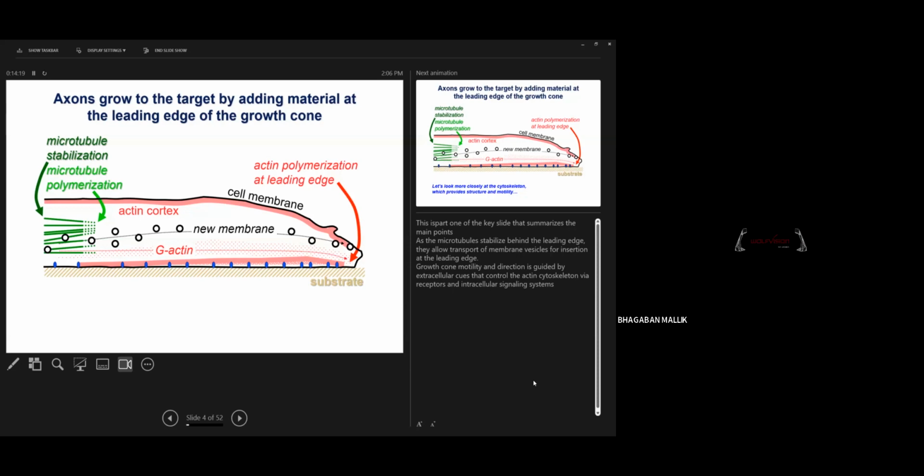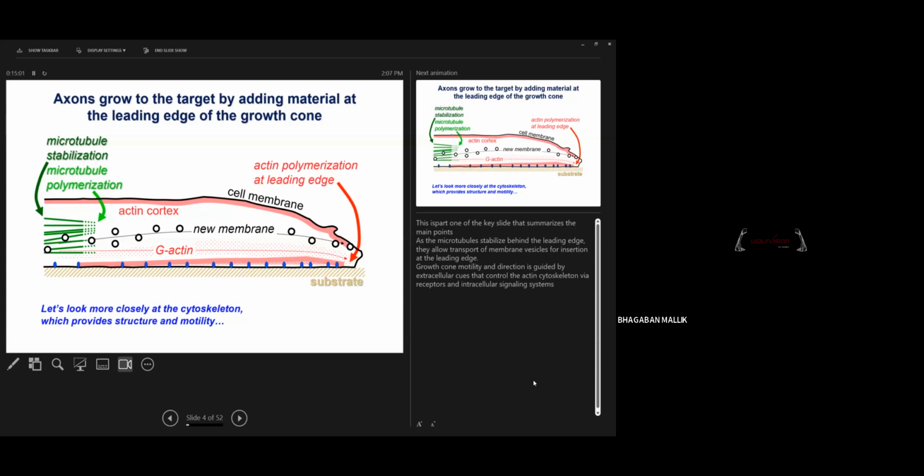Then what happens is the granular actin, the G actin that I talked about before, polymerizes to form filamentous actin, the F actin, and it is added to the tip of this growth cone. Now you need actin, and you need membrane so that the axon can grow. The membrane is transported through this stabilized microtubule, which is here. They transport vesicles to the tip of the growth cone, and because of the action of the actin, there is addition of membrane and also growing of the axon. So this is how the growth cone grows at its tip.